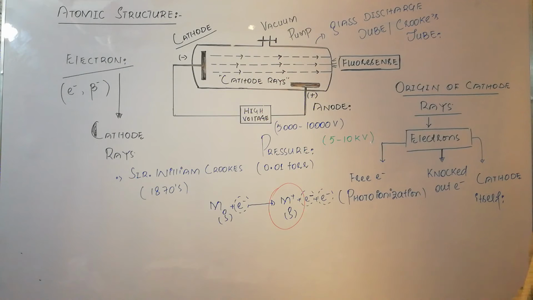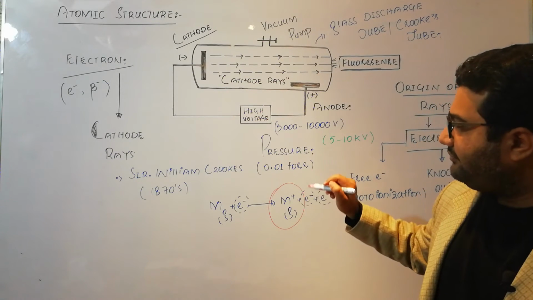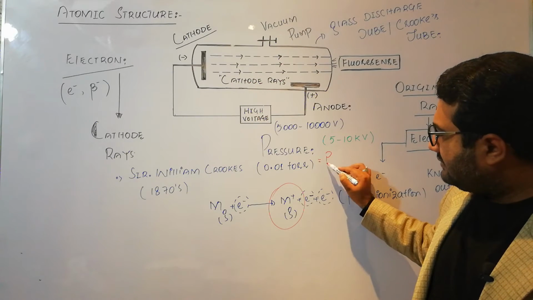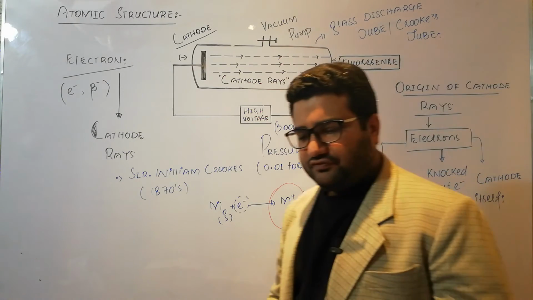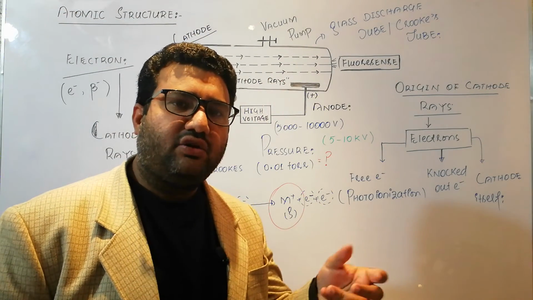This was the origin of the cathode rays. I have said that the pressure in the cathode ray tube is kept very low. Now the question is, why do we keep this pressure very low? Because every gas is a conductor at low pressure.